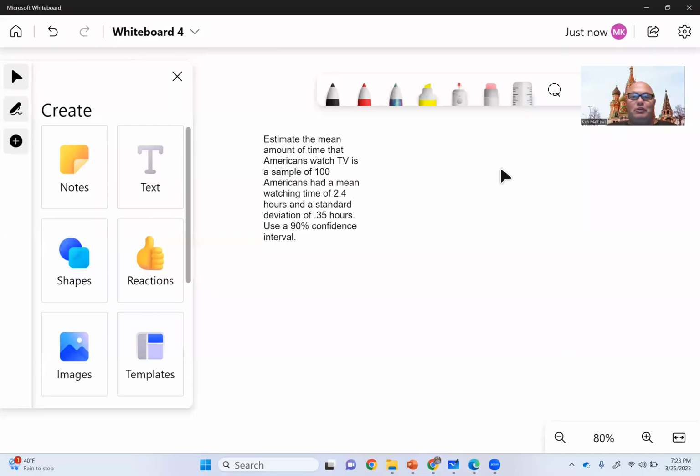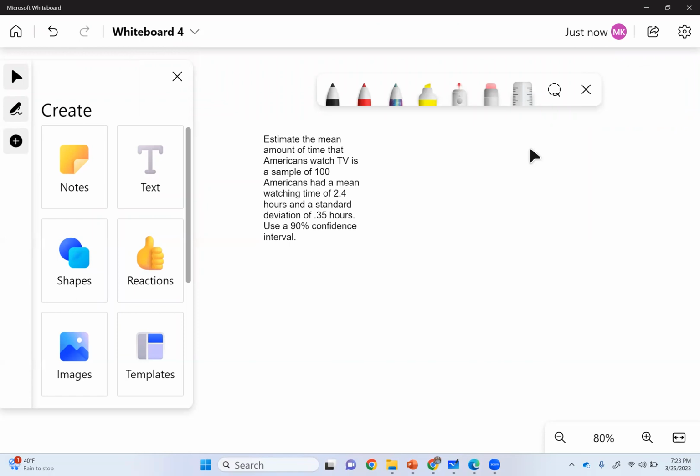And here I am in Moscow, Russia, in Red Square, standing in front of St. Basil's Cathedral. Today I'm going to show you how to estimate the population mean if we have a sample mean and sample standard deviation. So let me start by sharing my screen. And I'm going to turn off my video so you're not distracted by my good looks.